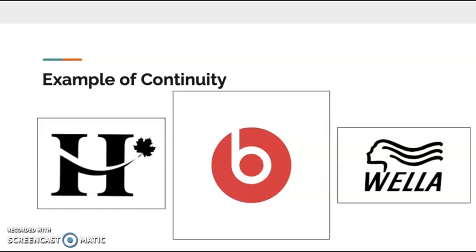The first example uses a curve in the middle of the H to lead the viewer's eye to the leaf symbol. The second example is the Beats logo, which has the B start outside the red circle, but our eyes will still follow this line to create the letter B in Beats. The last example uses the lines in the woman's hair to lead the viewer's eyes throughout the word Wella.